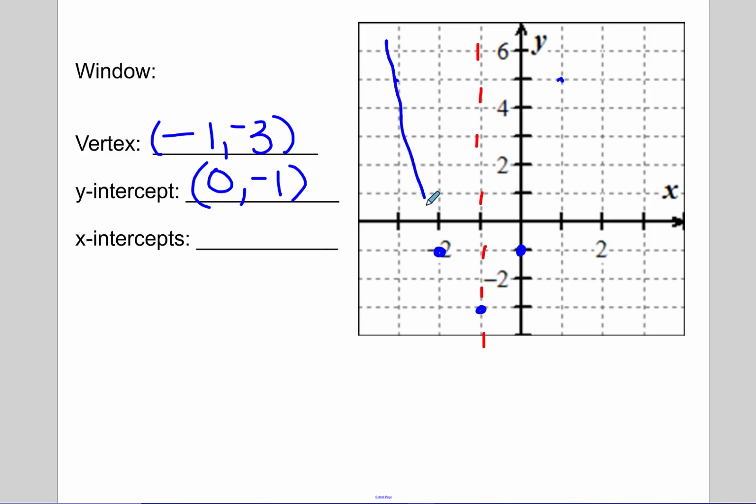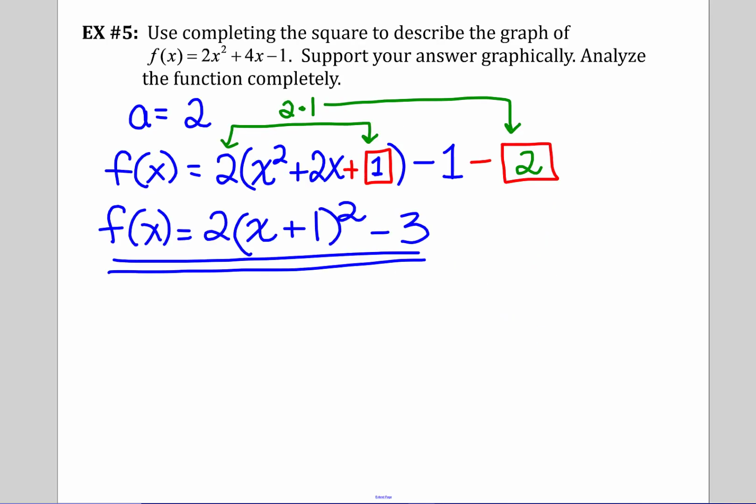So we have the shape of the graph. And the x-intercepts are what we're looking for. We need to know the zeros. We need to know that one and that one. So we're going to go look for those two. Now you could do this exactly or with a calculator.